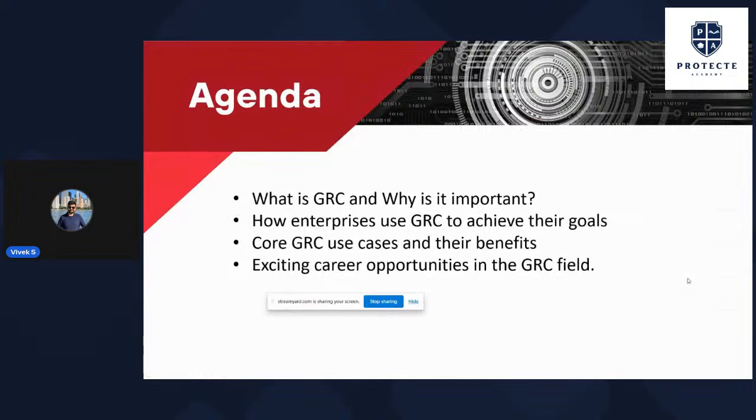So the agenda for today is we are going to do an overview on what is GRC, why is it important, how enterprises use GRC to achieve their goals, and we are going to talk about some of the core use cases we use in GRC, along with their benefits and advantages, what they bring in, and definitely some of the career opportunities that you can have in the GRC field.